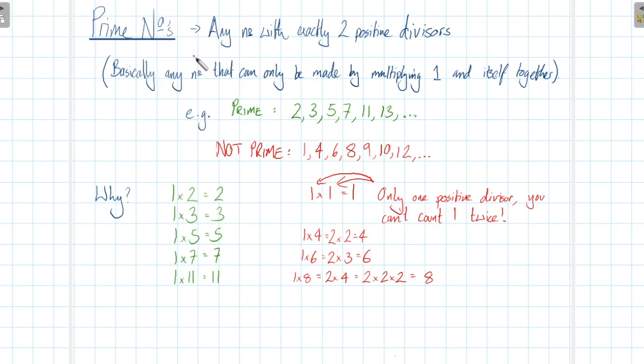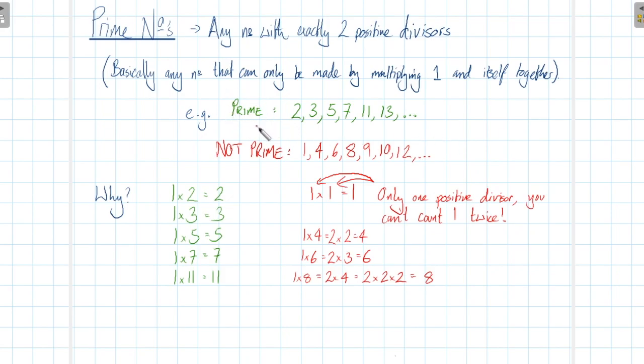So we need to know about prime numbers, and the definition of a prime number is any number with exactly two positive divisors. What this means in layman's terms is basically any number that can only be made by multiplying 1 and itself together. Alternatively, I always say any number that can be divided by itself and 1. We'll come on to something just down here that makes that not strictly true, but it works for pretty much everything else.